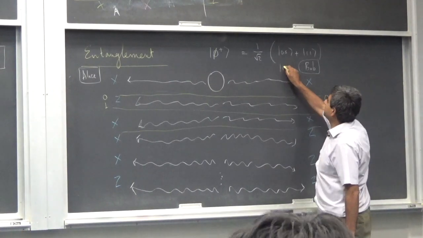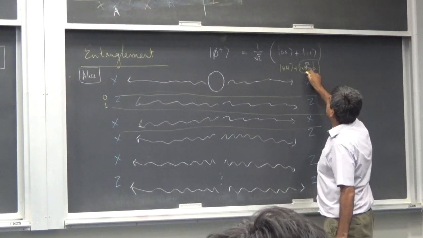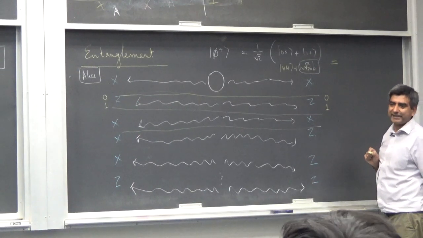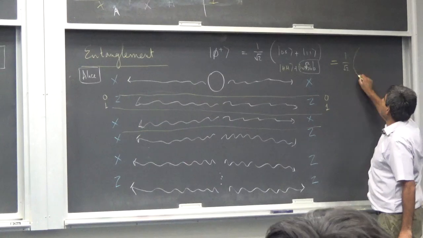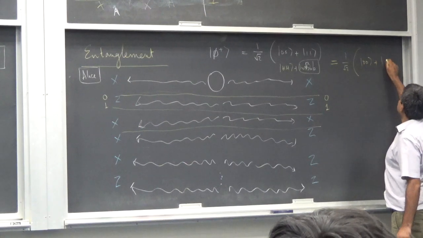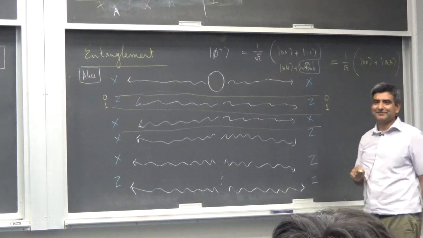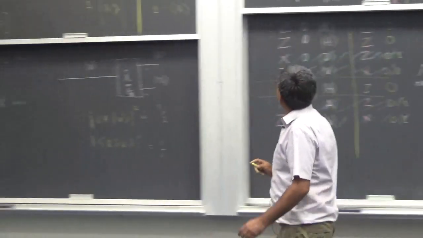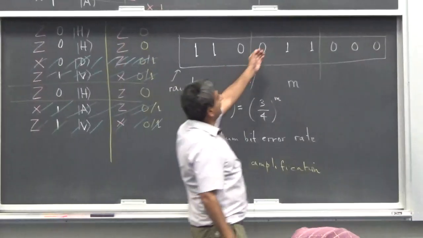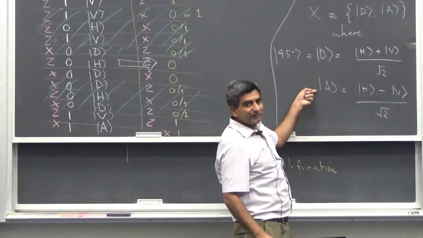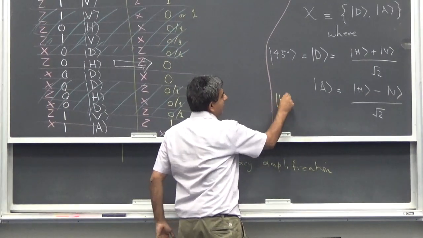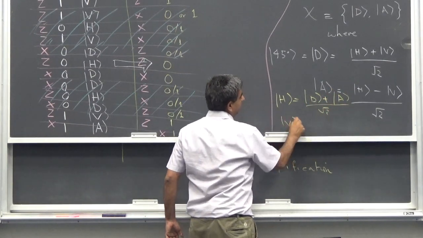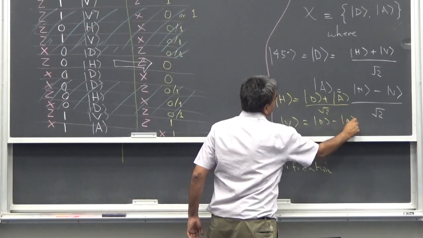That's because if I represent this as 1 over root 2 of HH plus VV, right? This is absolutely the same as 1 over root 2 of DD plus AA. Isn't it? Because where have I made this distinction, right? If I were to use these definitions, H will be (D plus A) over root 2 and V will be (D minus A) over root 2.